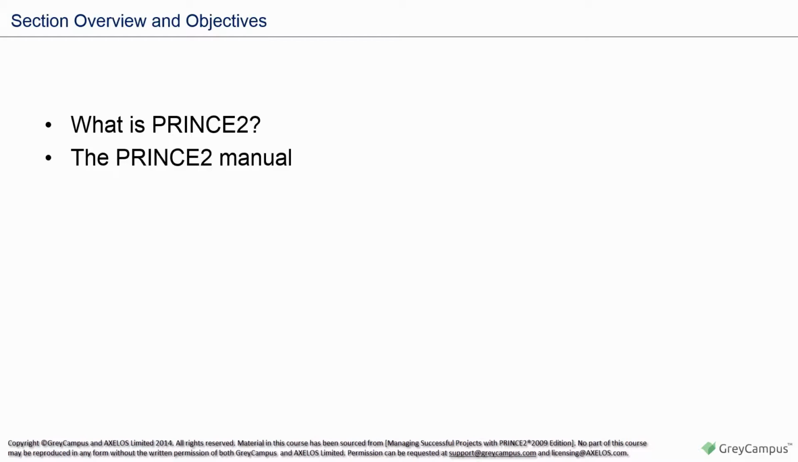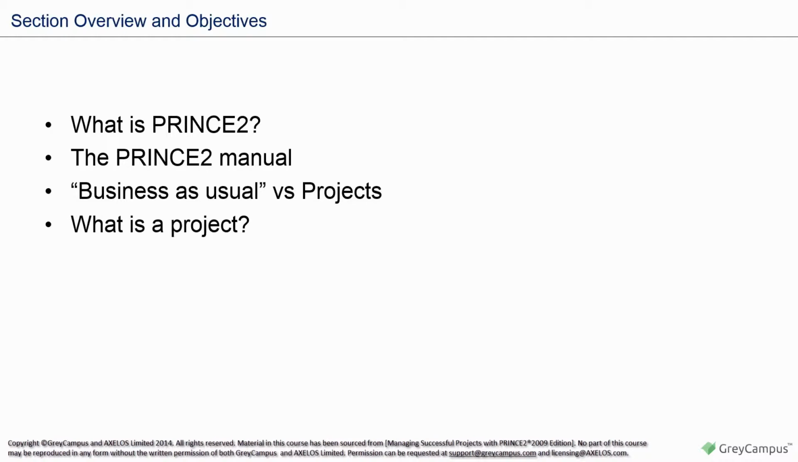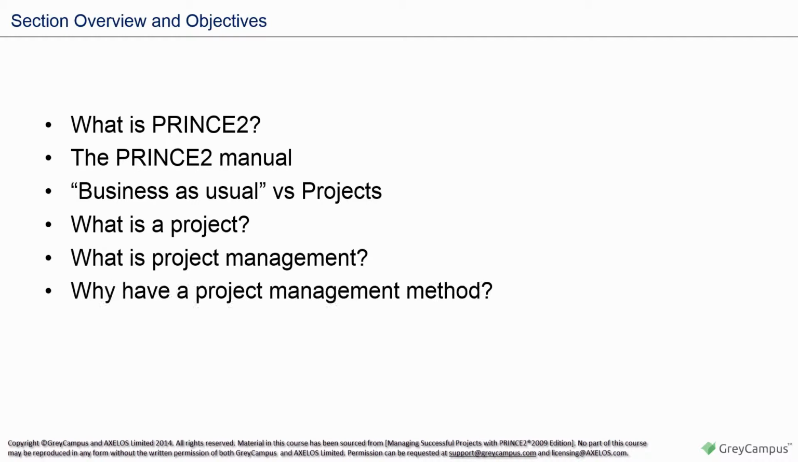Let's take a look at what we're going to cover in this first introductory section. First of all, I'm going to answer the question, what is PRINCE2? Then we're going to talk a little about the PRINCE2 manual. And I'm going to explain some of the major differences between business as usual and projects. Then we're going to look at a couple of very important definitions. First of all, what is a project? And secondly, what is project management? Then I'm going to explain what we mean by a project management method and why we need project management methods. And finally in this section, why we have and use PRINCE2.